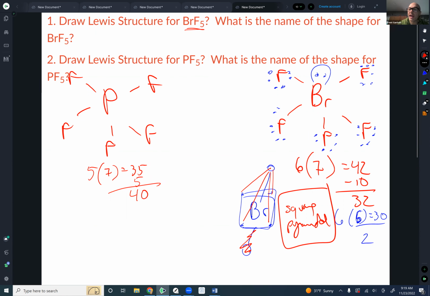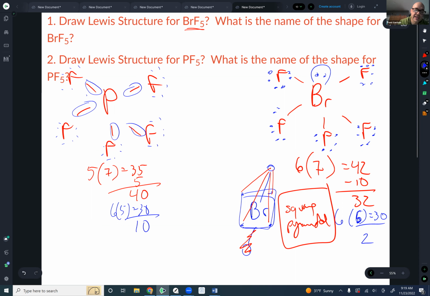Now, counting up how many electrons around each, again, there are 5 atoms and they each have 6 electrons to get a stable octet. So that is 6 times 5, which is 30, meaning that I have 10 extras. Well, there's 2, 4, 6, 8, 10. There are no extra electrons. So this does not have 6 ligands around it. In fact, what it has around it is just 5. So this shape looks like a flat triangle with a line going up and down.